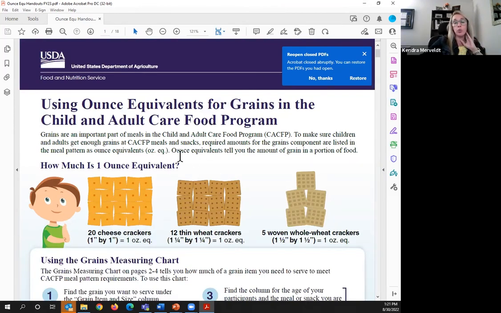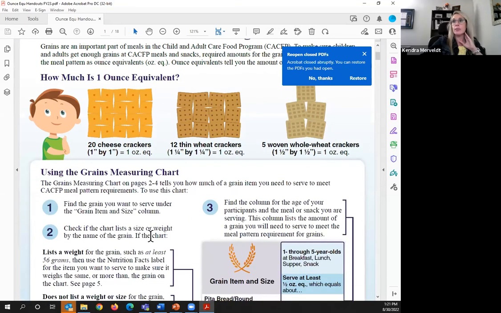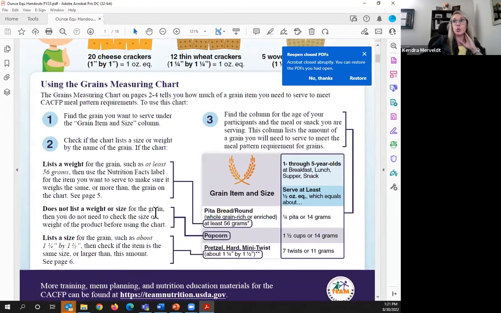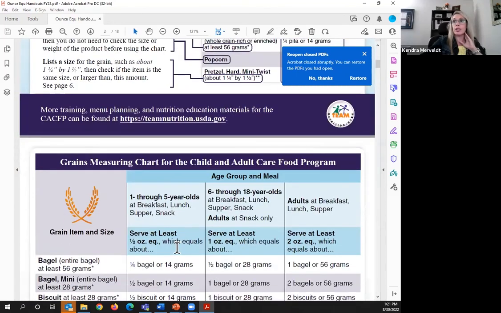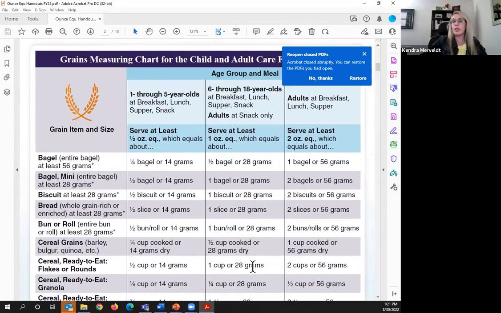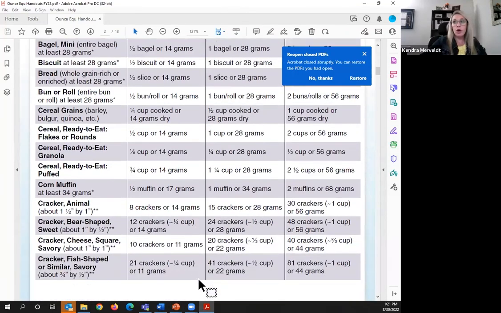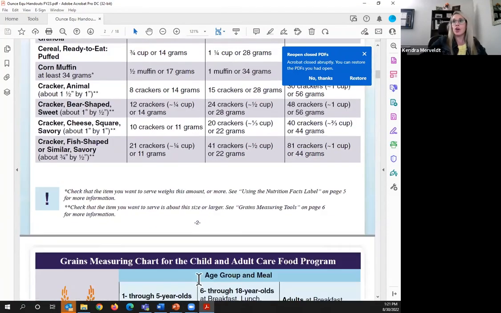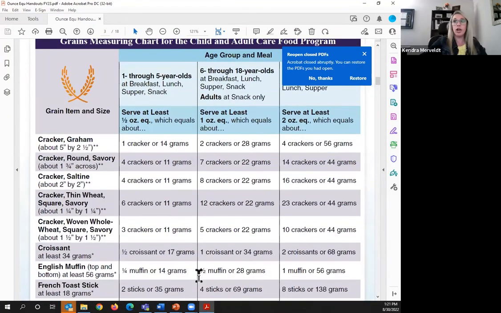This is the one that we were working on a little bit earlier that says you need 20 cheese crackers that are 1 inch by 1 inch to equal 1 ounce equivalent. This is a 6-page document. It gives a lot of really good tools. It shows you how to look at certain items. It goes in alphabetical order. It starts with bagels, then animal crackers, bear-shaped crackers. Then on page 2, it still keeps going with crackers, and this is where we found our savory cracker.